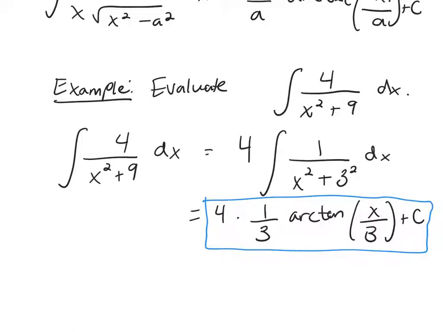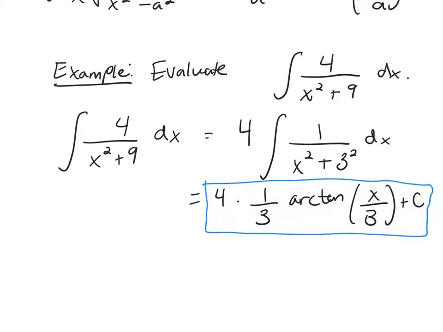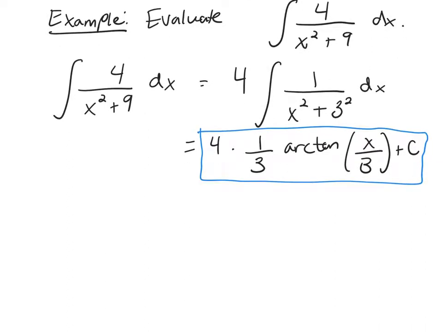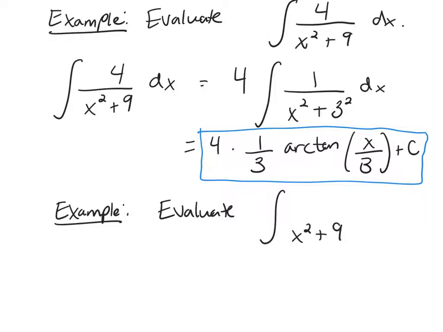Okay, so our next integral we're going to look at is something kind of similar to this last one. I'm going to make one change. Let's evaluate the integral. We'll keep the bottom the same, x squared plus 9, and now in the numerator it's going to be 4x.